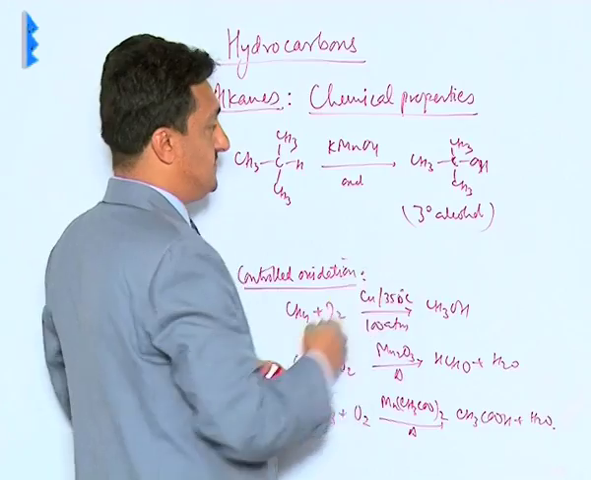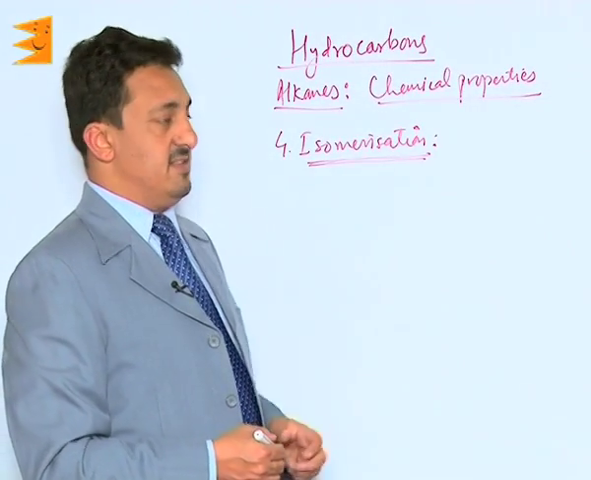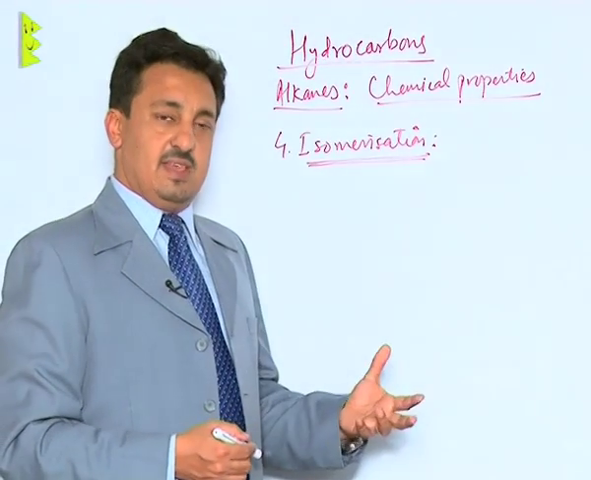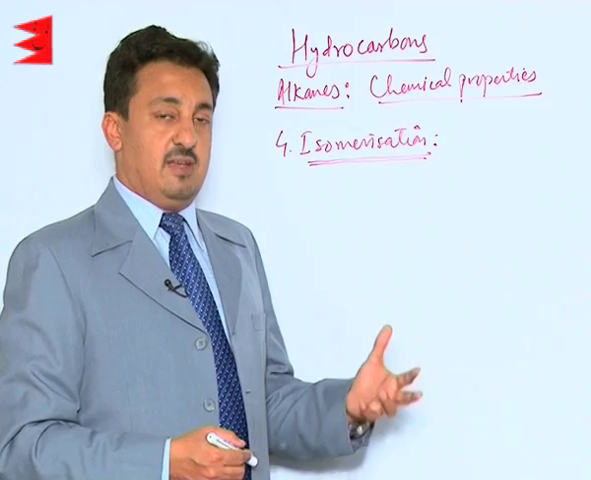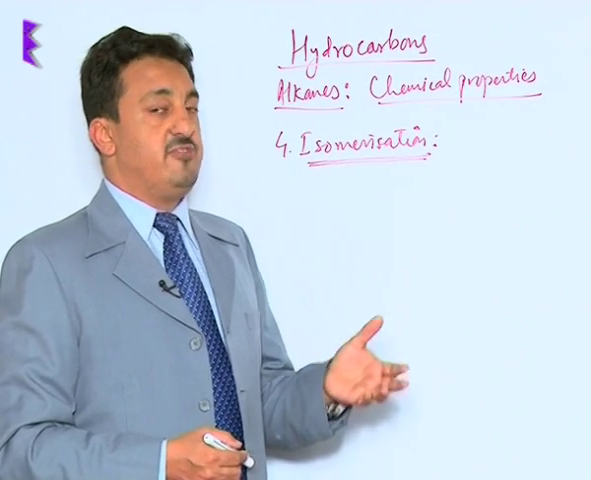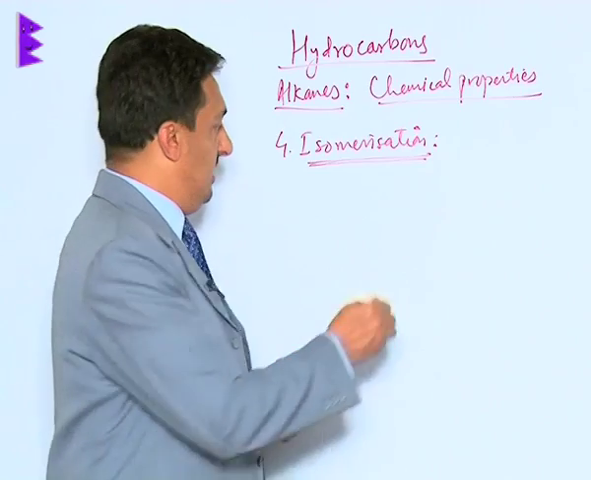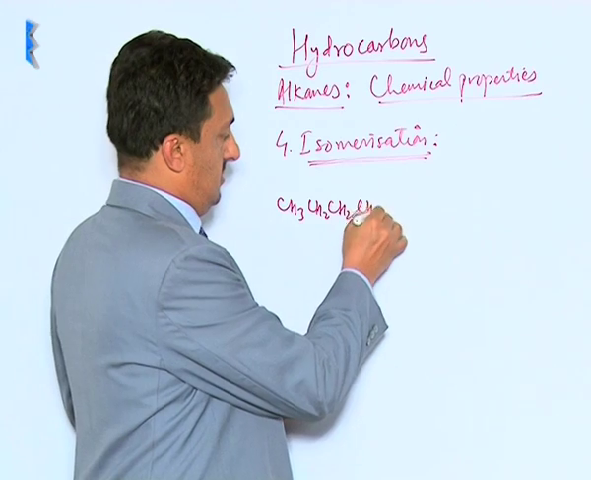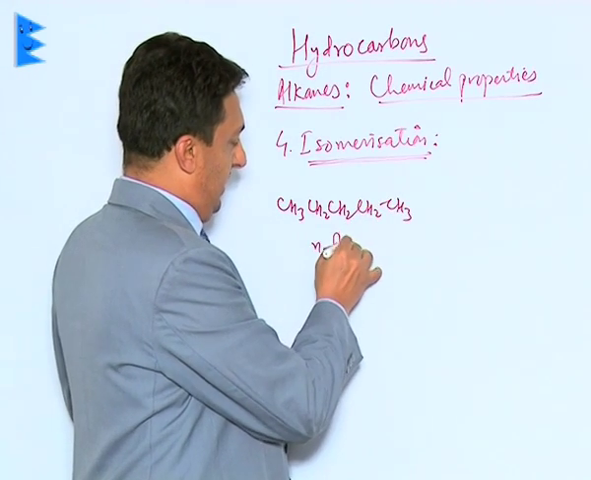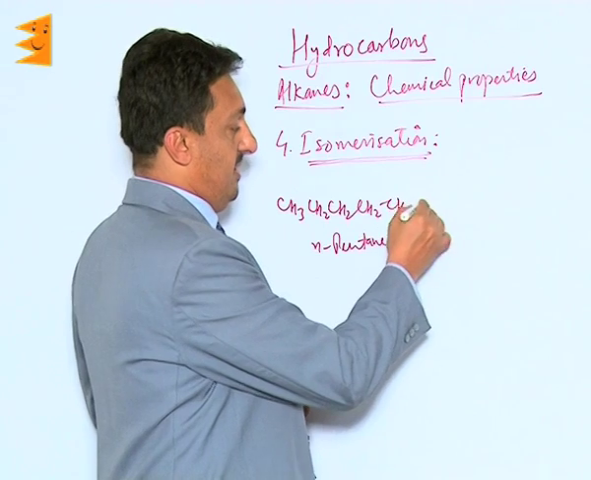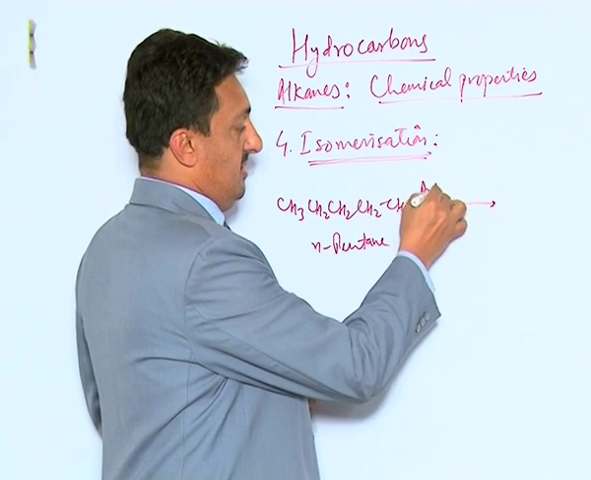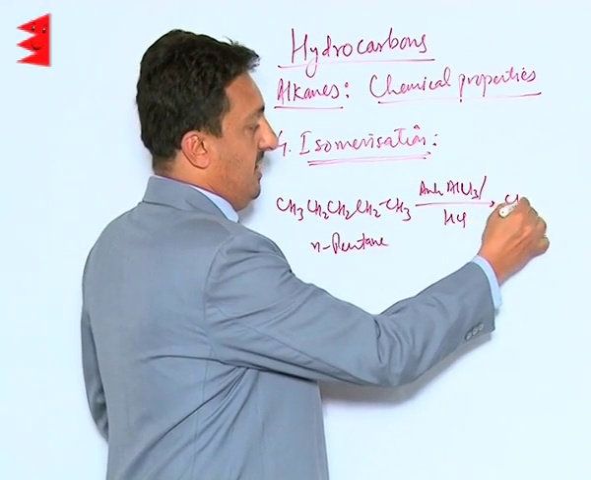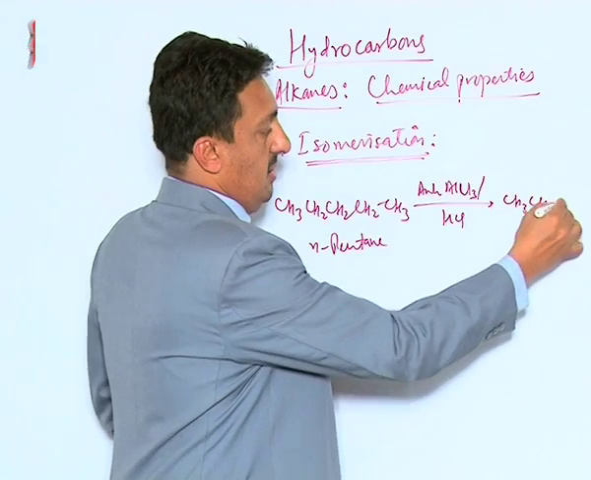The next reaction of alkanes is the isomerization reaction. In these reactions, when n-alkanes are heated with anhydrous aluminum chloride and HCl, they get changed to branched alkanes. Let me give an example of this. If we have n-pentane, a straight chain alkane, and it is heated with anhydrous AlCl3 in the presence of HCl, what we get is isopentane.